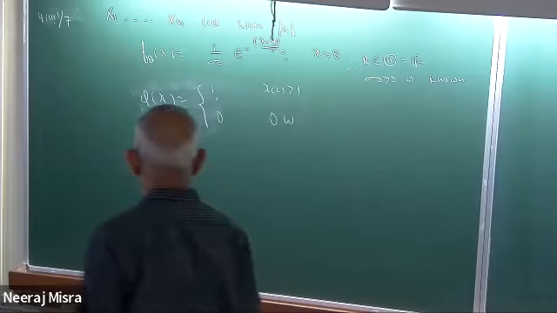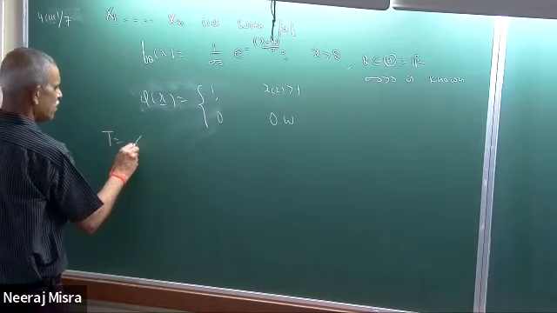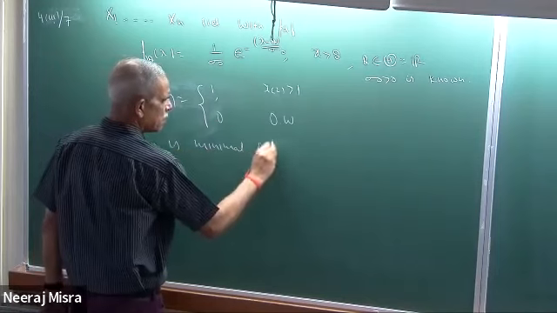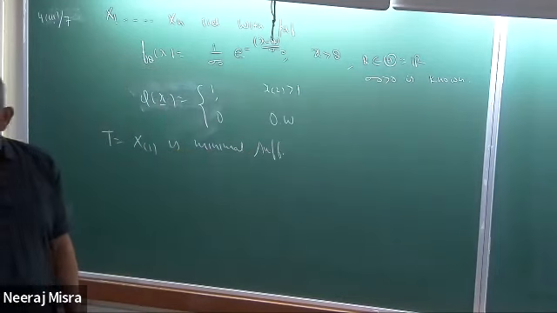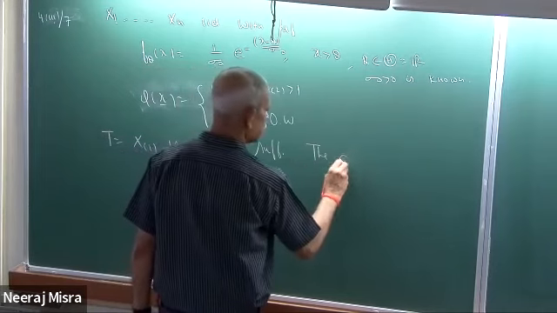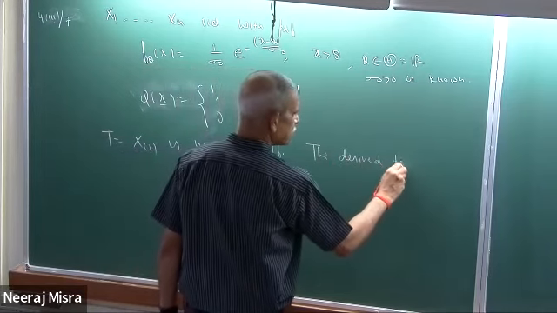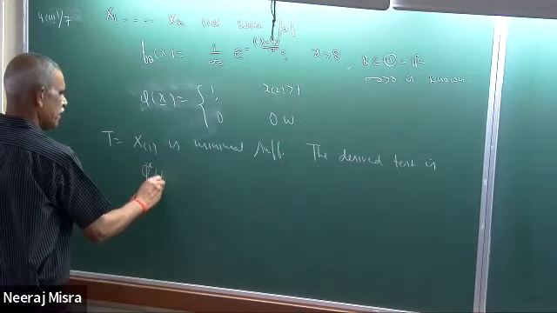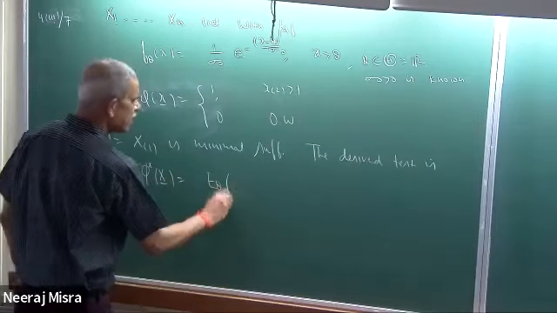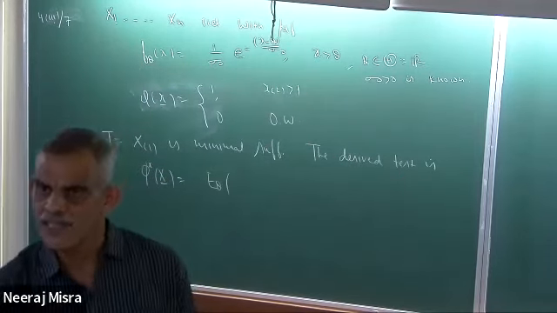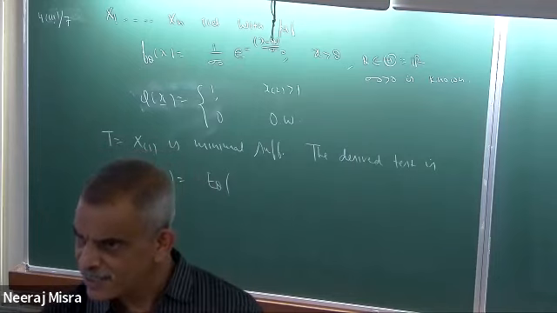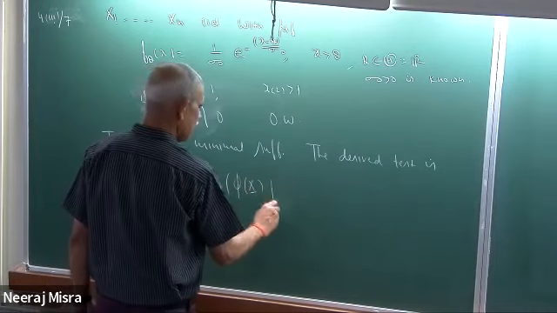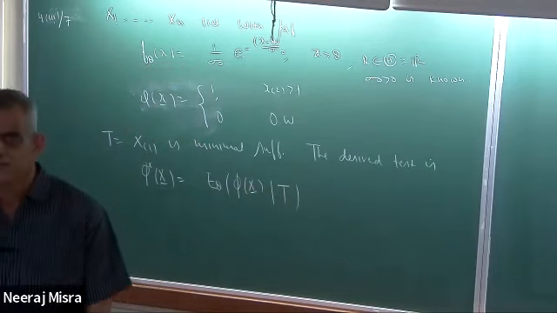X1, right? So X1, and you know that the desired test is phi star x. And how do you determine this phi star x? It says take the expected value of this conditional on the minimal sufficient statistic, right? So the expected value of phi x given T. Is that okay?